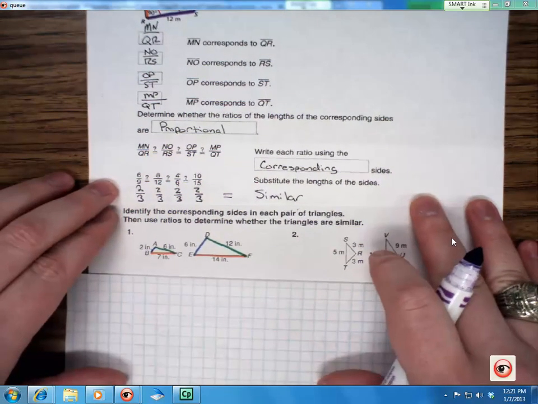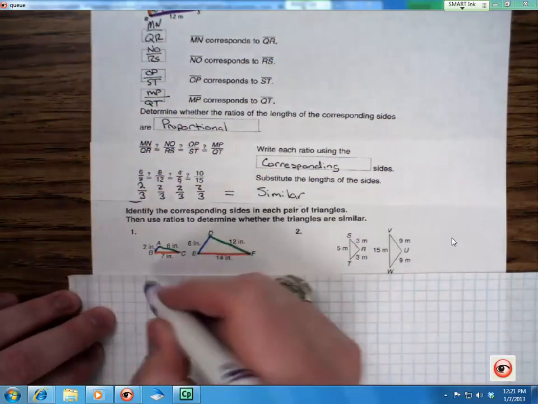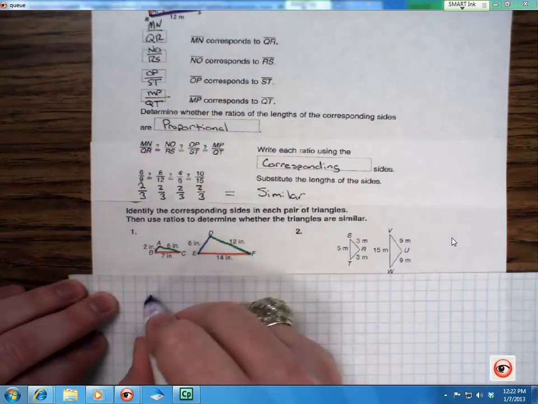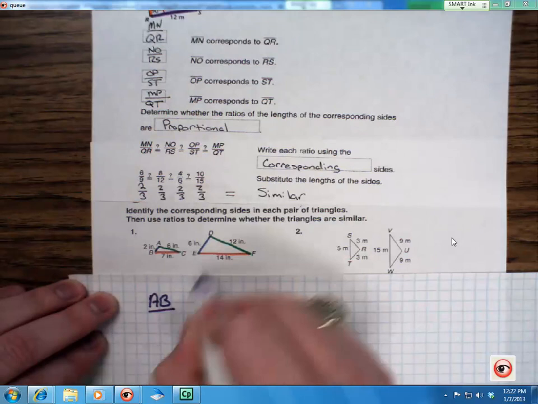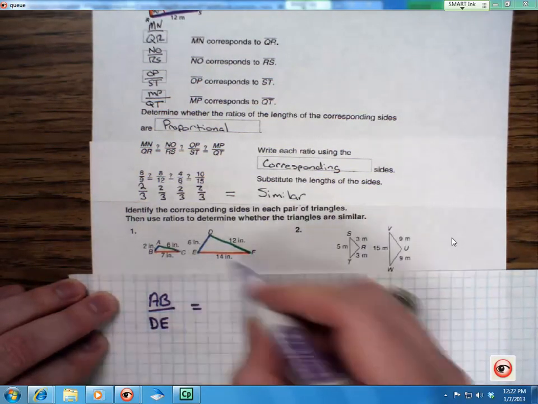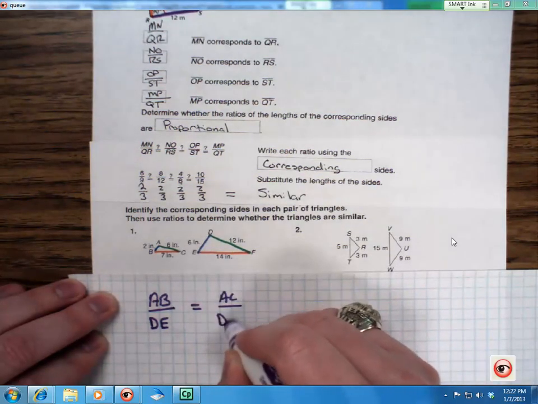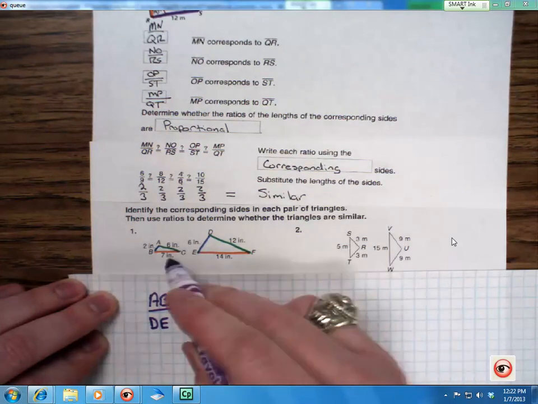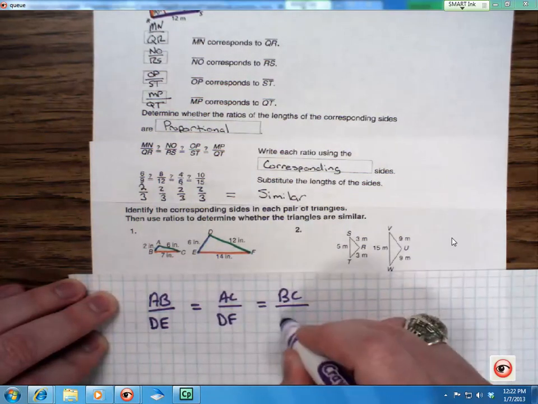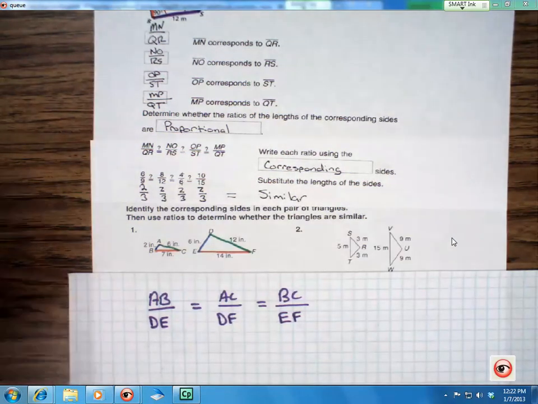Okay, and what I mean by that is, on the first line, I would expect to see your ratios, like the blue lines. So we might have AB over DE, and we could set that equal to AC over DF, and we set that equal to, say, BC, which is my orange line, over my orange line on the big triangle, which is EF. Okay, that would be like the first line on number 1.